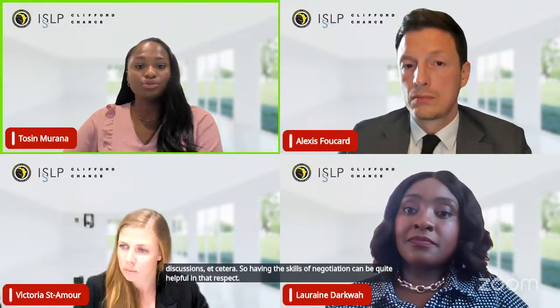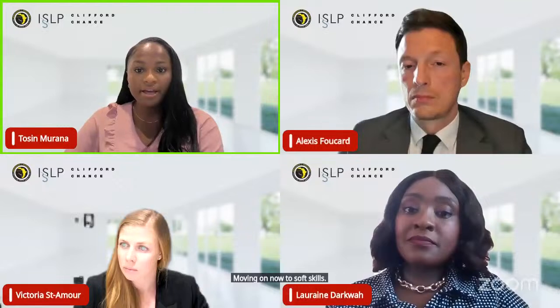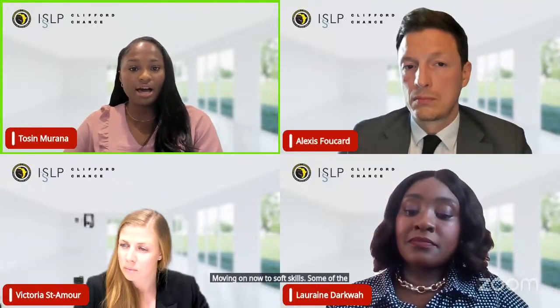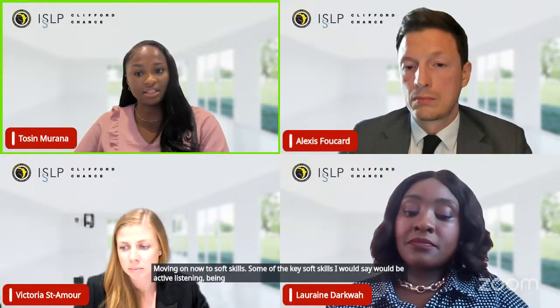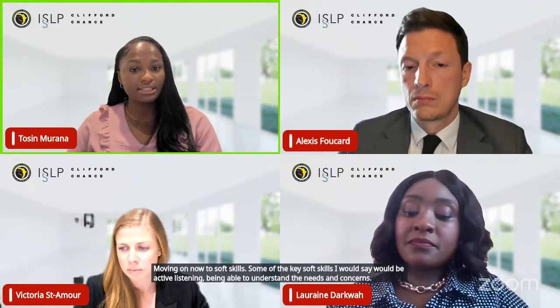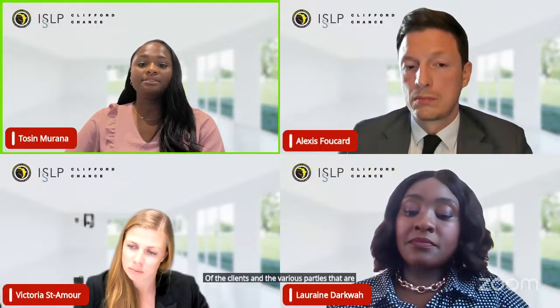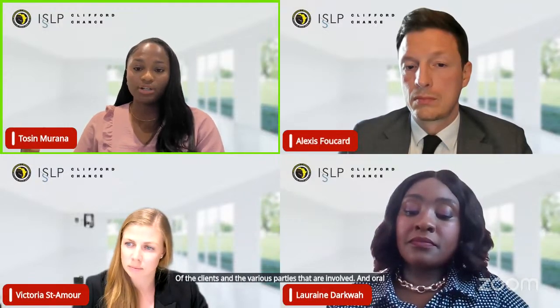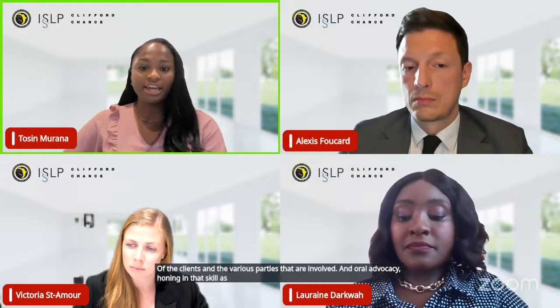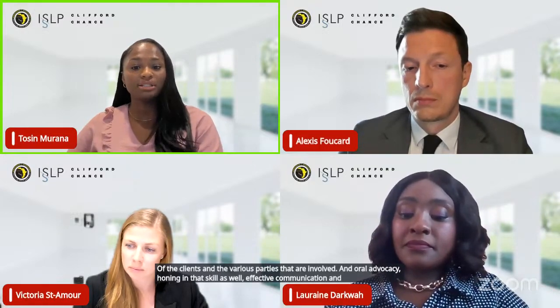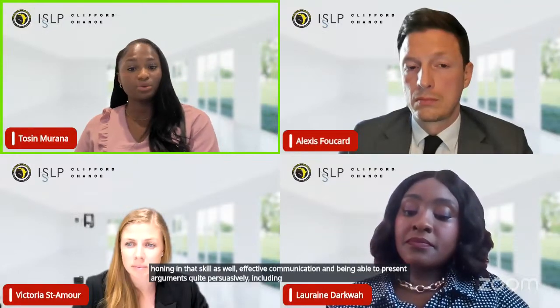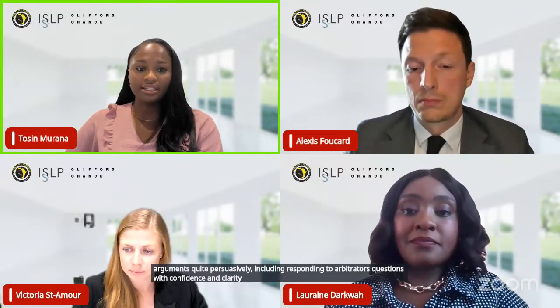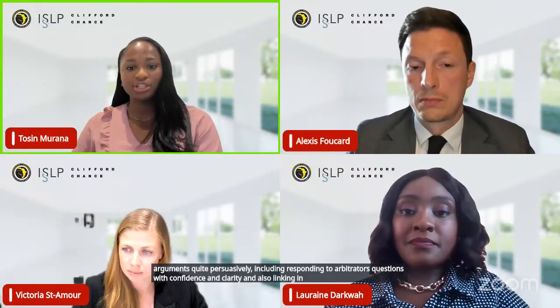Moving on now to soft skills. Some of the key soft skills I would say would be active listening, being able to understand the needs and concerns of the clients and the various parties that are involved, and oral advocacy, honing in that skill as well, effective communication and being able to present arguments quite persuasively, including responding to arbitrators' questions with confidence and clarity, and also linking in to what I had mentioned about language skills, etc.